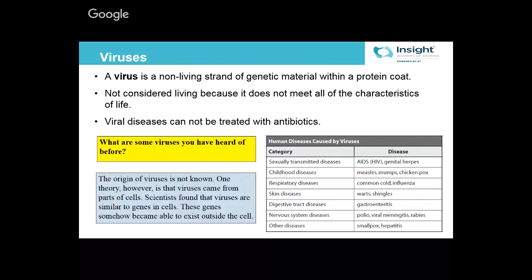The origin of viruses is not known. One theory, however, is that the virus came from parts of the cell. Scientists found that viruses are similar to genes in cells, and these genes somehow become able to exist outside the cell.